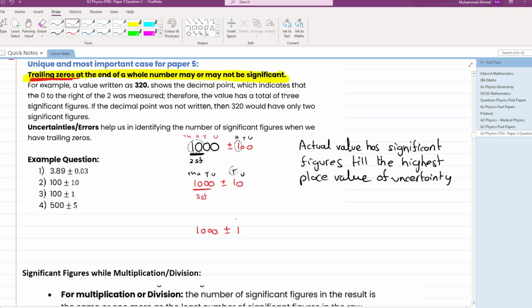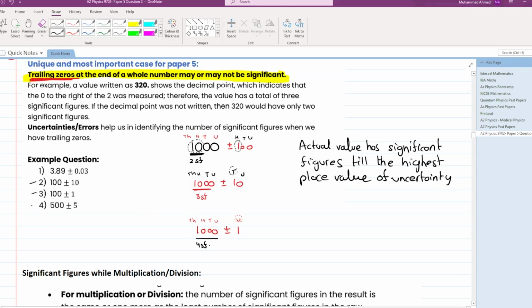Let's do it here. This is unit. The highest place value for uncertainty is unit. Let's say this is unit, 10, 100, 1000. The number of significant figures in the actual value will be till the unit place value. How many significant figures do we have here? 4 significant figures.